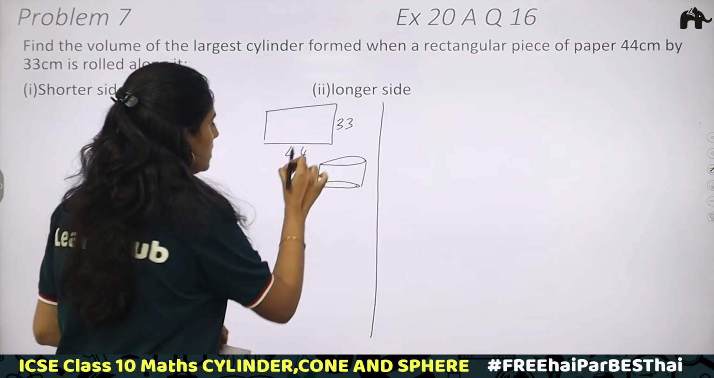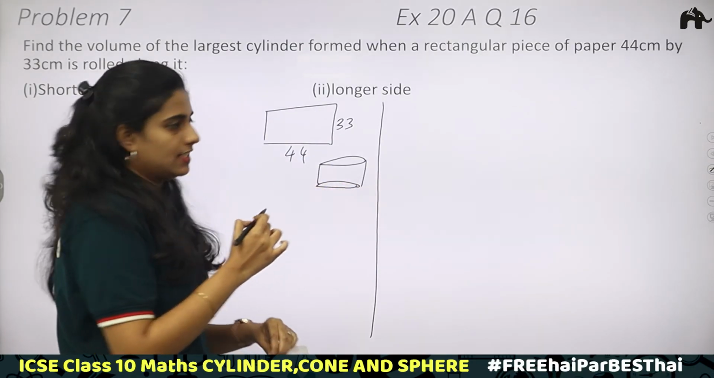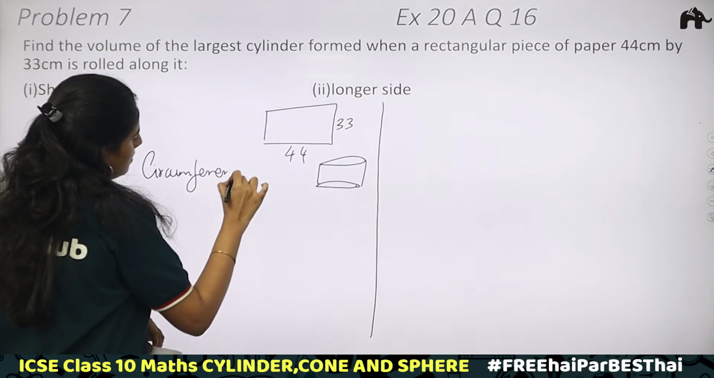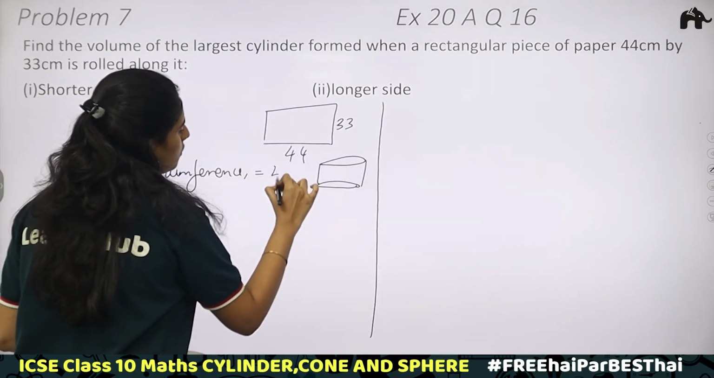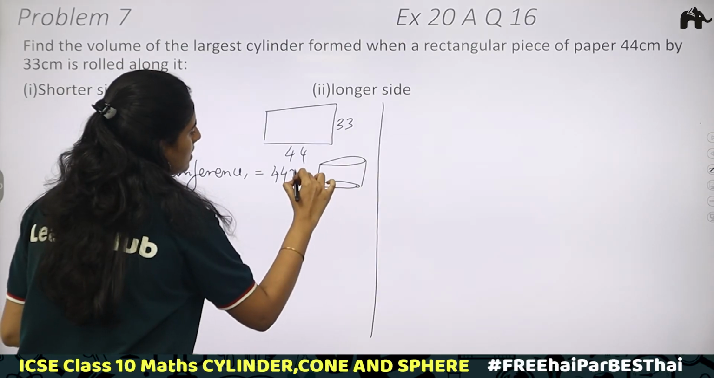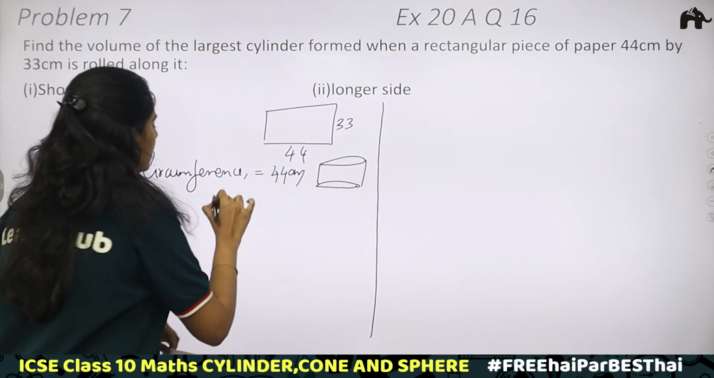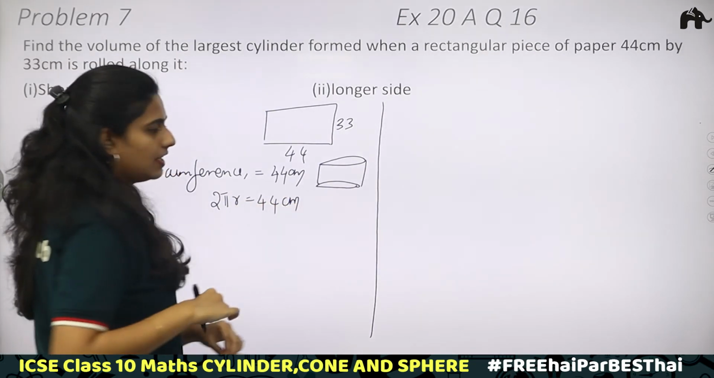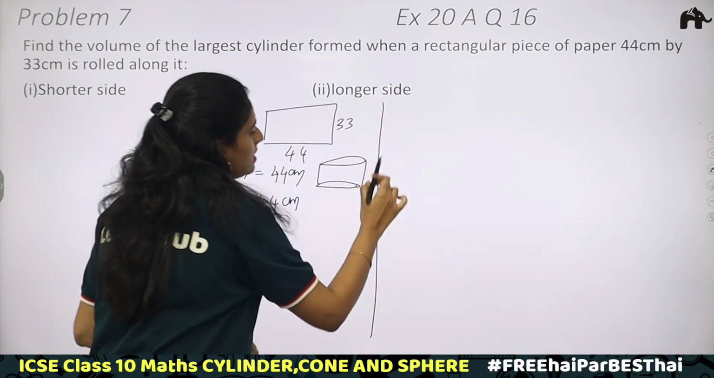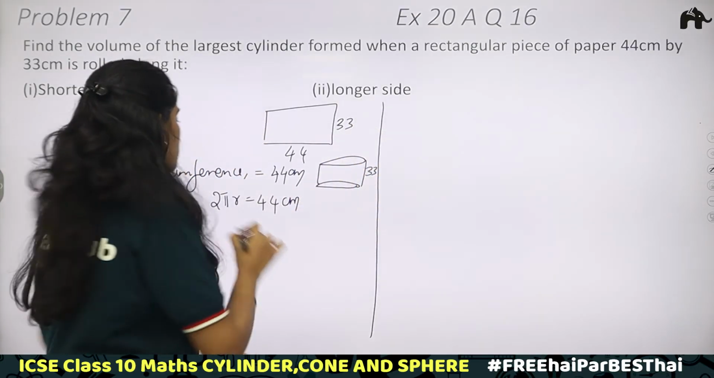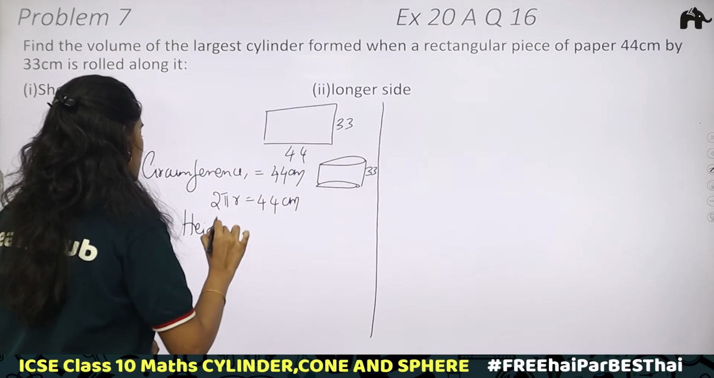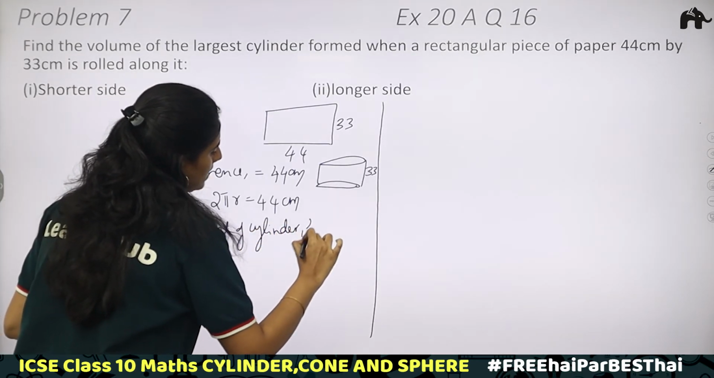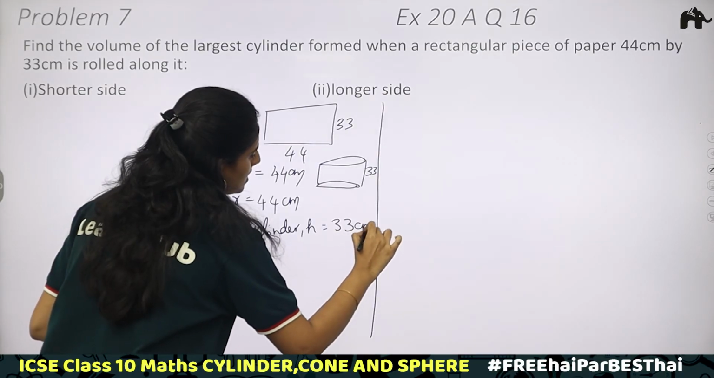Okay. Now, this 44 becomes the circumference. Circumference is equal to 44 centimeter. Okay. That is 2 pi r is 44 centimeter. What about height? This 33 becomes the height. Height of cylinder is h is equal to 33 centimeter.